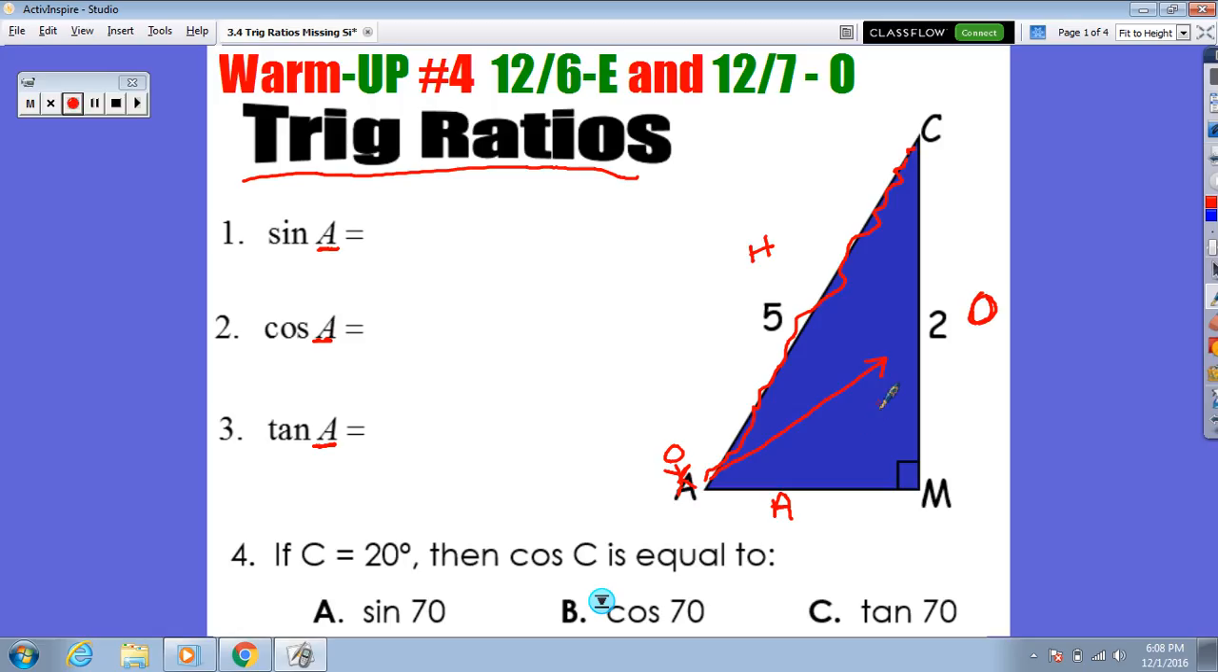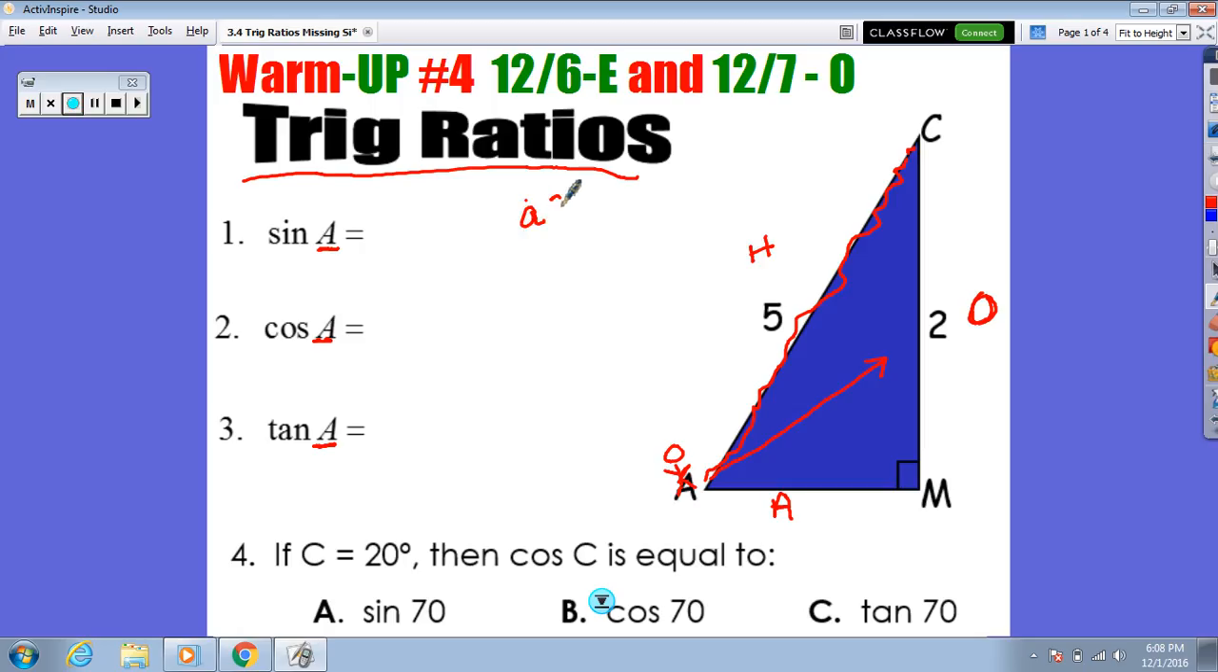Alright, it should have made you go back to Pythagorean's theorem. So that's the first thing I need to do. I need to go back to Pythagorean's theorem so that I can find the length from A to M. Remember, if you're given two sides, you can find the third side anytime you need to by using Pythagorean's theorem. So that's what I'm going to do here.